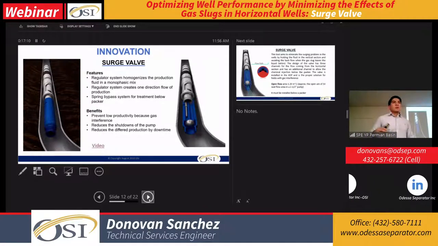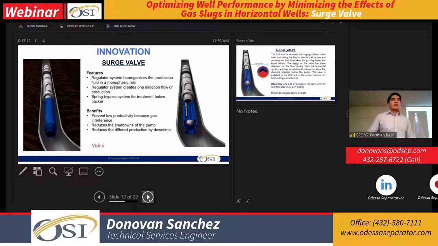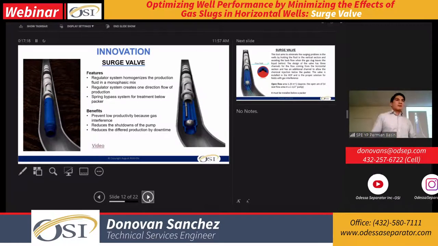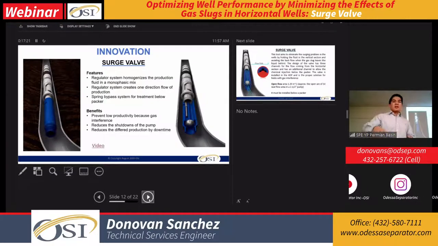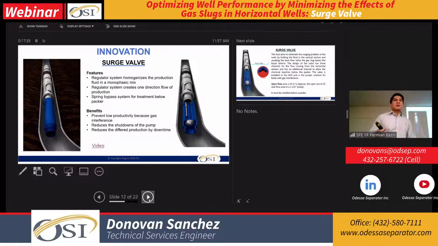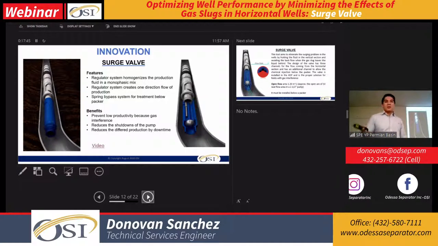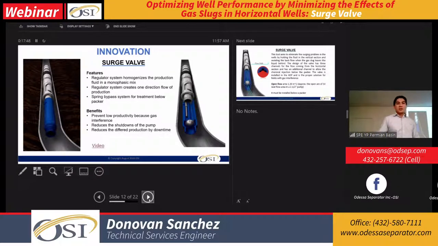So you have that surge of fluid that you saw from the video earlier, and you're able to capture that fluid above the packer and not allow it to fall back down, because if that surge valve isn't there, it's just falling back down in that turbulent zone that you see in the other video from that demonstration that we did. And it also has a spring bypass system for treatment below the packer. Just because we have a one-way directional flow doesn't mean we don't have an alternative to allow you to treat below the packer. If you need to acid treat the perf or get some other chemical below the packer, you need to bypass that one-way directional flow. There's a spring system that allows you to do that as well.